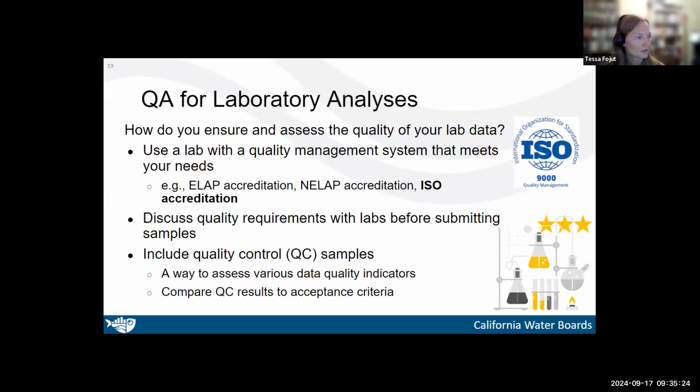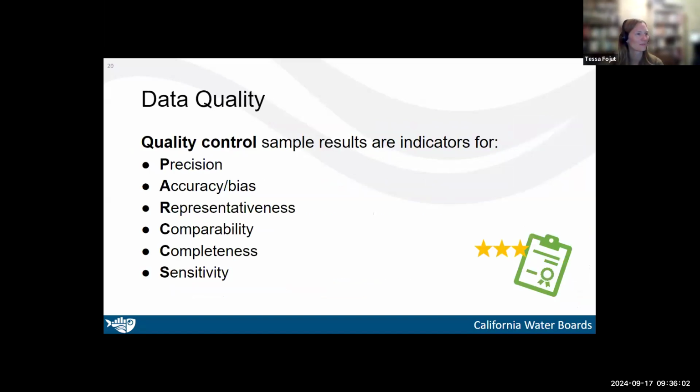Make sure you discuss the quality requirements with the lab before you submit your samples. You should be able to have communication with the lab and ask questions and make sure they know what your project is about and what you're doing. And then, including quality control samples, that's a way to assess the quality of the data. So there are various data quality indicators that quality control samples allow you to evaluate. And we'll get into that more next.